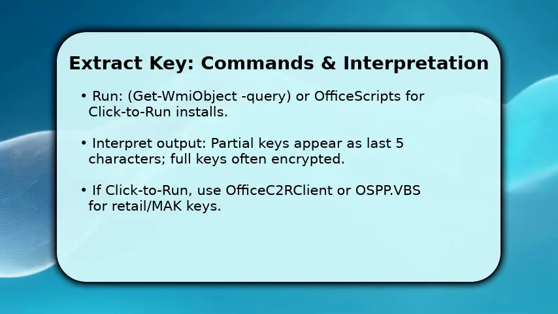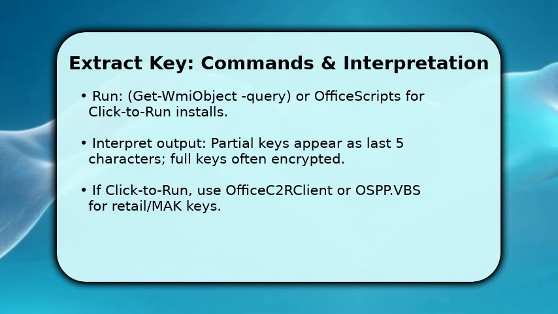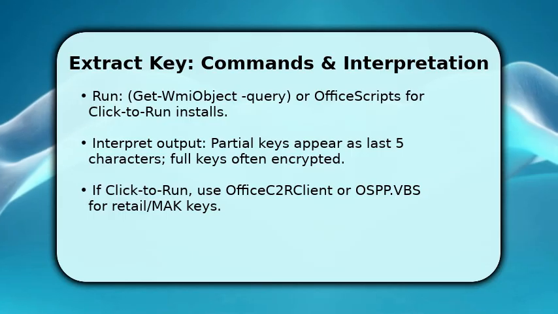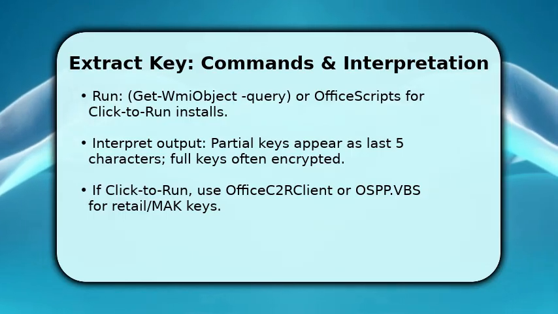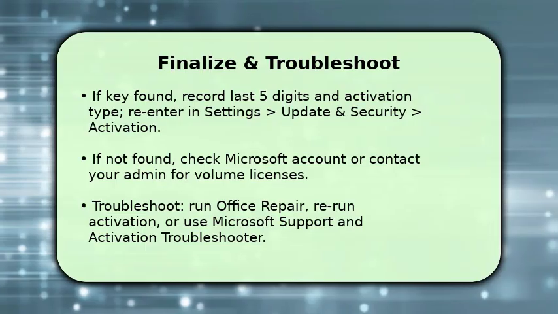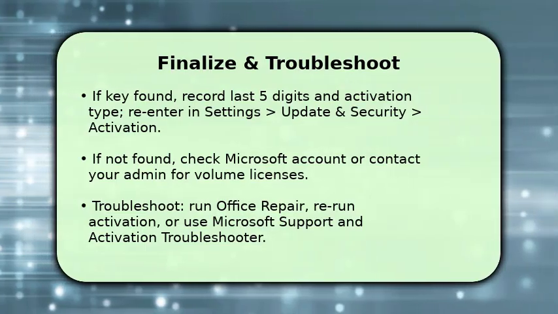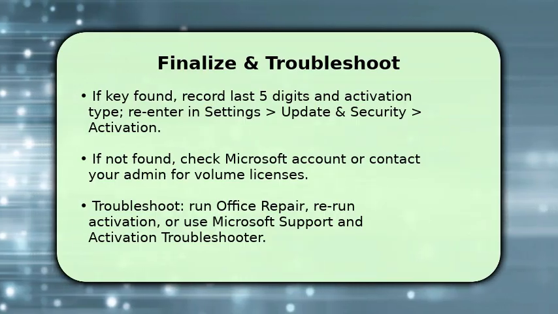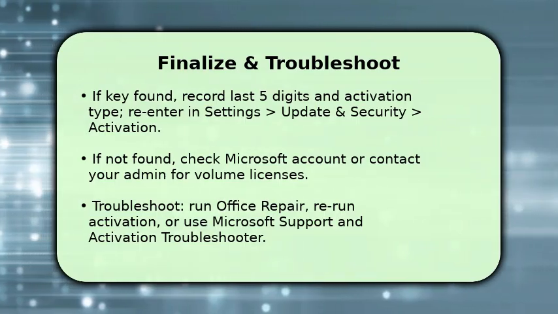If results look encrypted, export the relevant registry values or use Microsoft's support tools to map the identifiers to a usable key. Finish by confirming the extracted key type and using the last 5 digits to match records in your Microsoft account or license portal, then re-enter the key if needed via Office activation or settings. Once activated, run an Office update to verify stability.